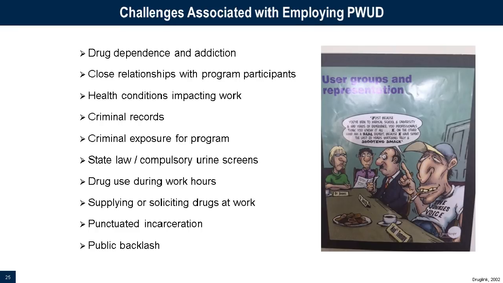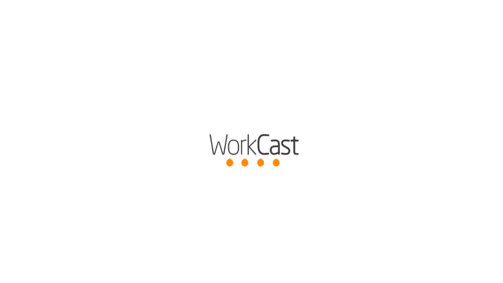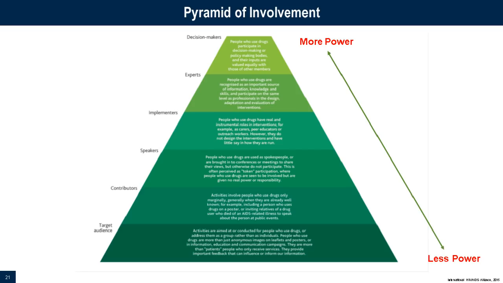So this figure here is a pyramid. From the bottom of the pyramid to the top, it lists different levels of involvement, and the higher you get up the pyramid, the more power you have. The lower part of the pyramid is having people who use drugs contribute to the work environment, hanging around, talking with people, etc. But then the next level is speakers, having people who use drugs speak at events, city council meetings, right? Sharing their experience, sharing their needs and challenges and barriers, right? But then they also can be used as experts or even decision makers.